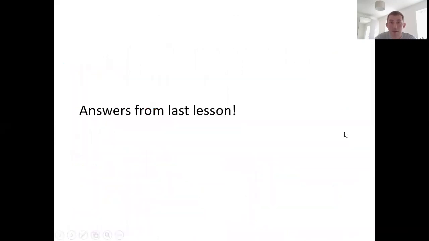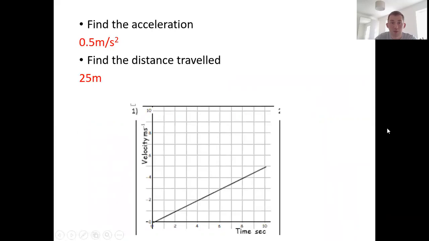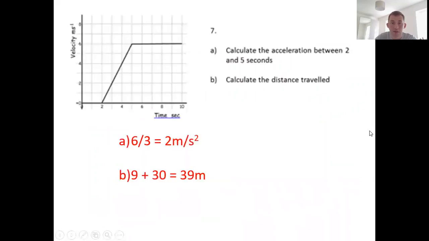Before we get into the main task, you've got a lot of practice to do after last lesson. So check your answers. Slide 1 was this one here, so the 2 answers you should have got are on the board now. The second question I asked you was about this graph here. So again, check your answers. How'd you get on?